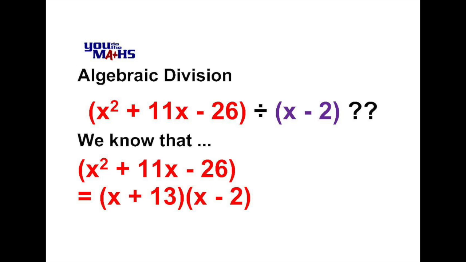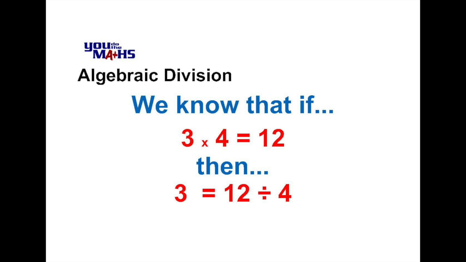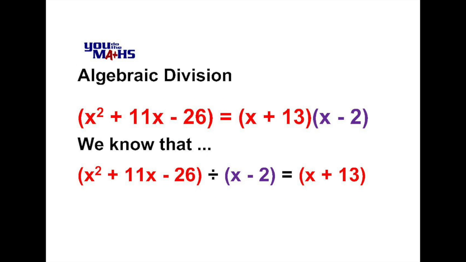Now, using the inverse operations from before, we know that if 3 multiplied by 4 equals 12, we can also express that as 3 is equal to 12 divided by 4. And we'll do the same reverse operations with our algebra. So if we have our quadratic expression equal to a product of two linear terms, in this case x plus 13 and x minus 2, if we divide by x minus 2, in other words shift it to the left-hand side by doing the opposite operation, we're left with x plus 13 on the right-hand side.